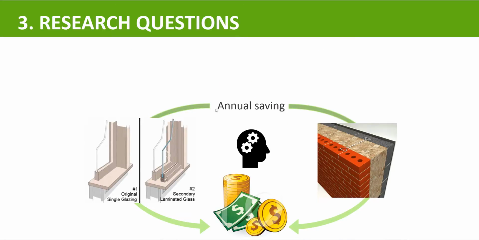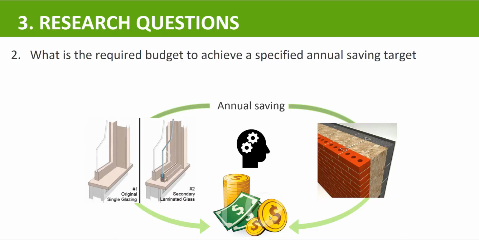Now, the opposite scenario. Let us assume we need to achieve a certain annual saving. What is the optimal retrofitting measure for the wall and the optimal retrofitting measure for the window to minimize the required budget? So the second research question is, what is the required budget to achieve a specified annual saving target?